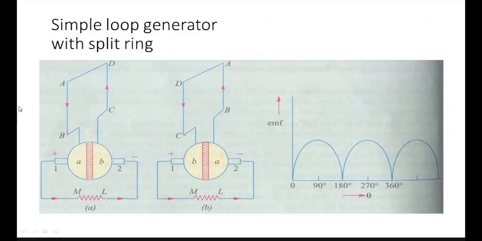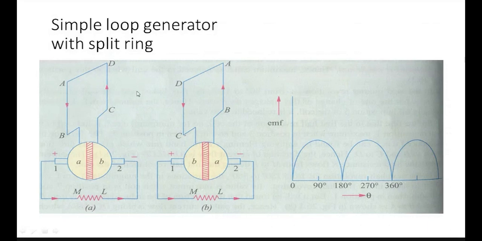Here is the first half revolution, from 0 degrees to 180 degrees. Here the conductor A to B current direction is from the upper direction to the lower direction. Conductor C to D current direction is from the lower direction to the upper direction, because when one is nearby the north pole and the other nearby the south pole, the induced EMF is produced in opposite directions.